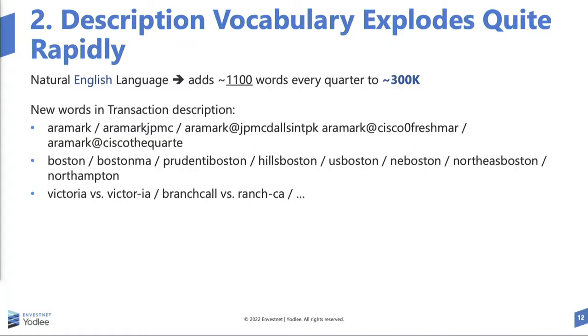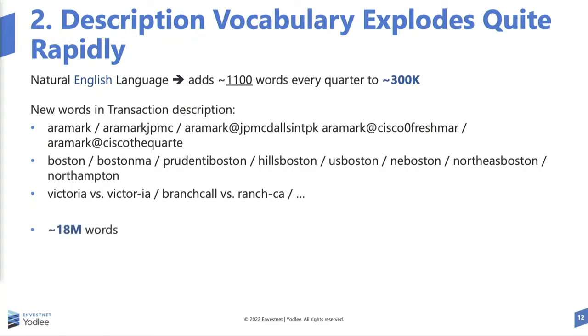You can look at the word Victoria, which could be a merchant, but "Victor IA" is a legitimate city-state combination. It's a city in Iowa, for example. So how quickly the model can get confused there. Or a "branch call" versus a "branch CA". These are all legitimate variations that we see in the description.